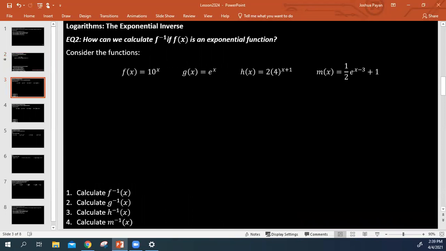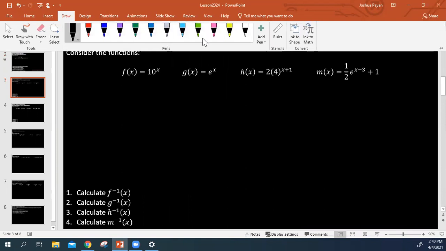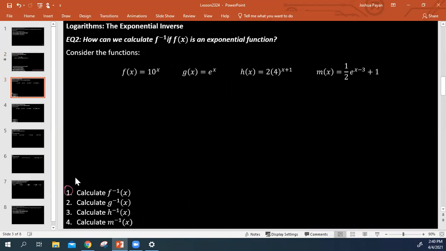Okay, so how can we calculate f inverse if f of x is an exponential function? Looking at our first example here, we're being asked to calculate f inverse of x. There's f of x. So let's go ahead and do some of that math real quick. To calculate inverses, obviously we have to flip. So I'm going to call this x equals 10 to the f now, and I'm trying to get f by itself again. In order to do that, I'm going to have to take log base 10 of both sides because that's the inverse of exponential base 10.